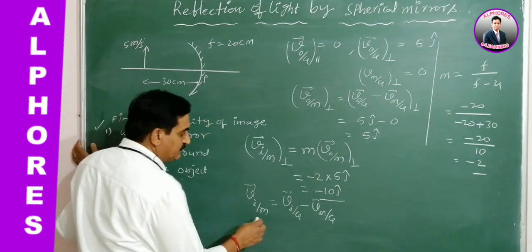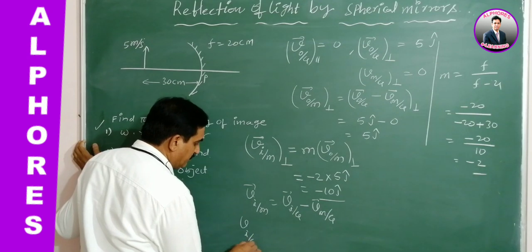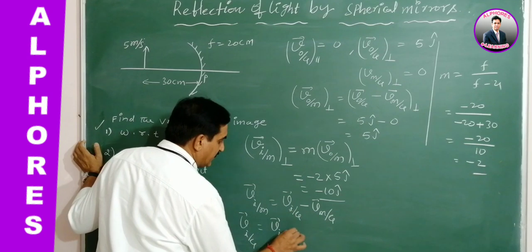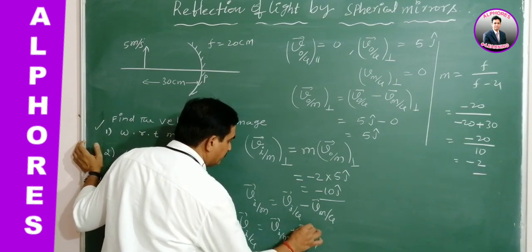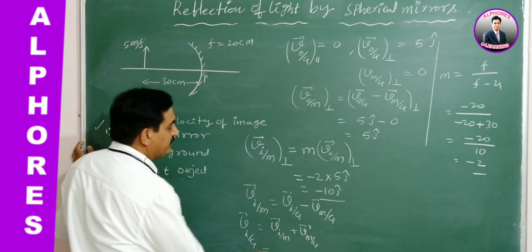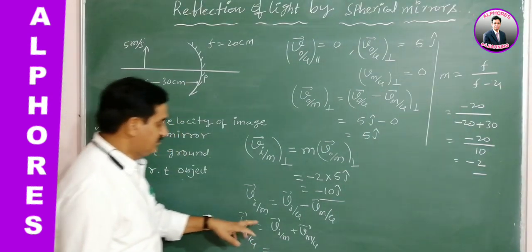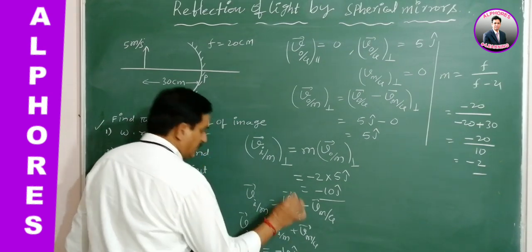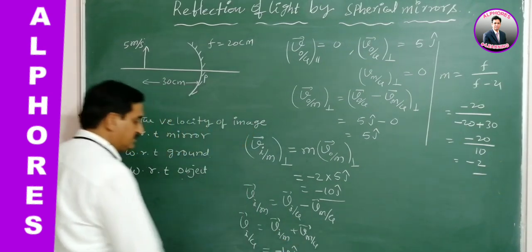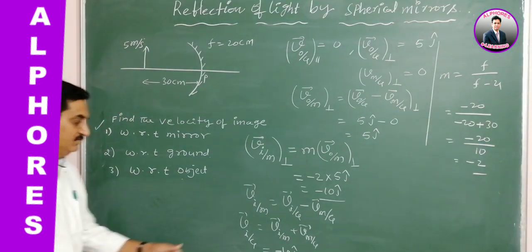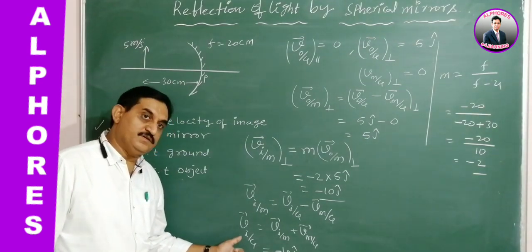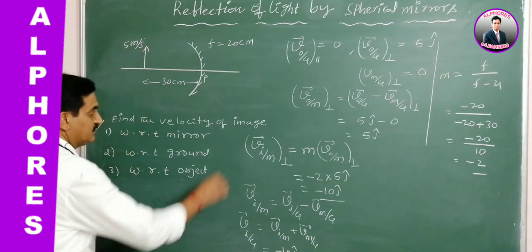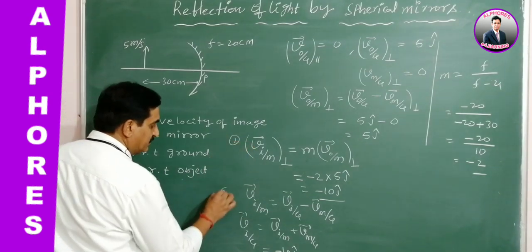We should find this velocity of image with ground, which equals velocity of image with mirror plus velocity of mirror with ground. Now the velocity of image with respect to mirror is already calculated, minus 10j, and this is 0. This is your answer with respect to ground. The velocity of image with respect to ground is minus 10j. So the first question and the second question are over.